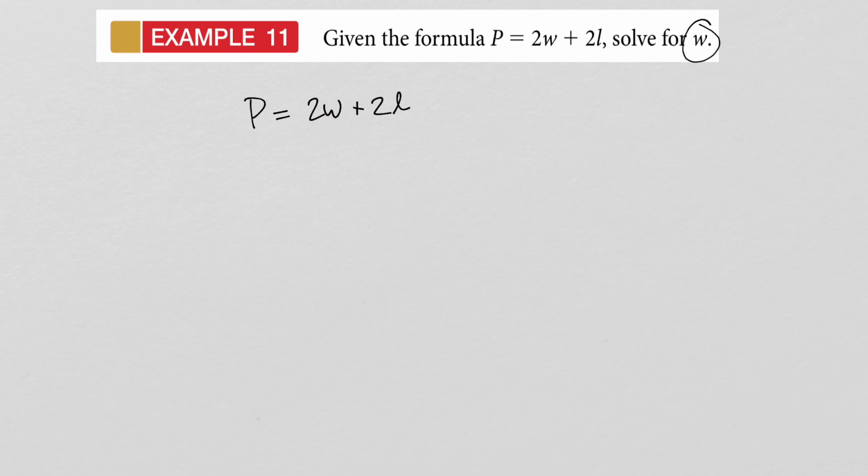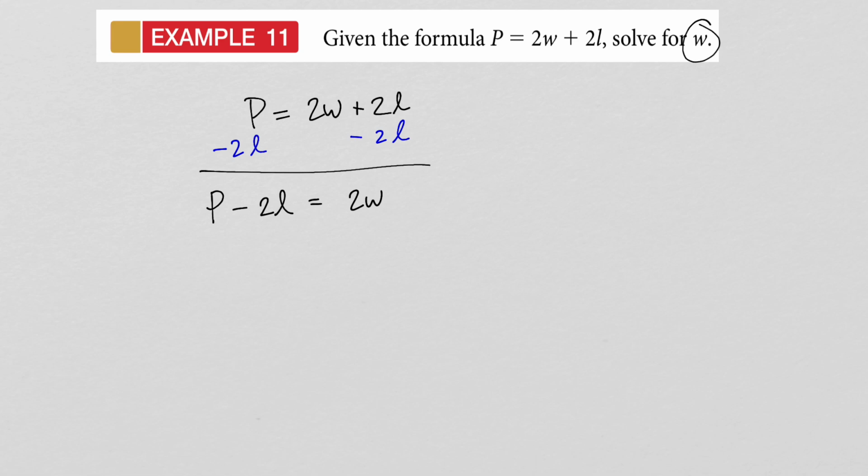Well, basically, I just want to get W all by itself on one side of the equation. So we can subtract 2L from both sides. This gives us P minus 2 times L is equal to 2 times W.